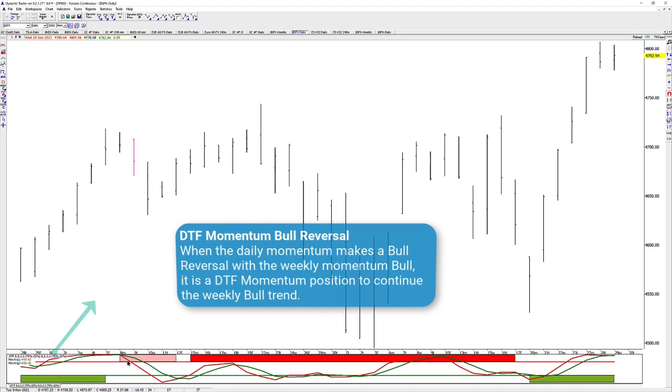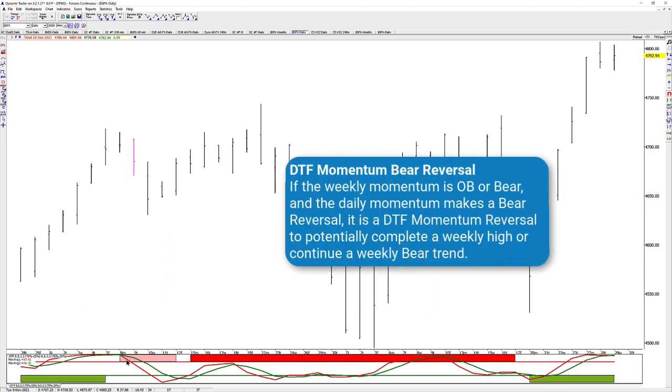If the daily momentum makes a bear reversal while the weekly momentum is overbought or bearish, that has the potential for completing the higher time frame weekly high. So it was literally on this day that we had what we call a dual time frame weekly daily momentum bear reversal. The weekly was overbought and the daily made a bear reversal. Let's go forward a ways.